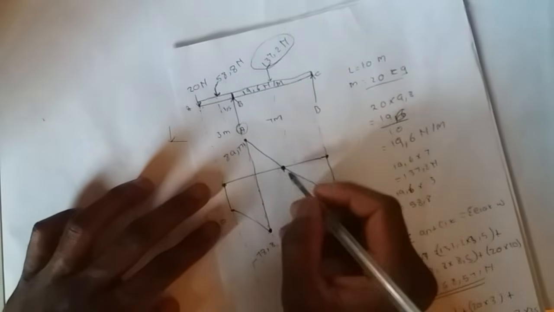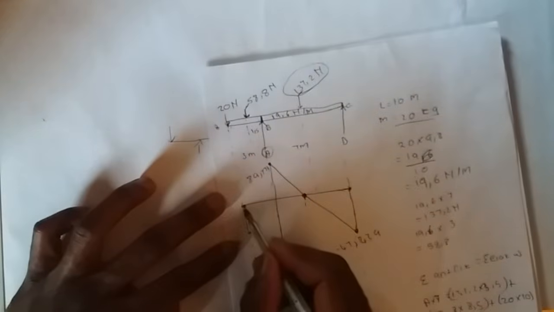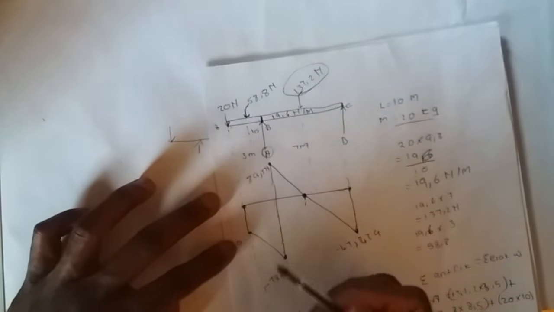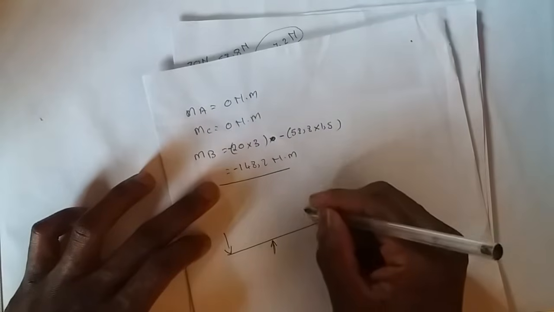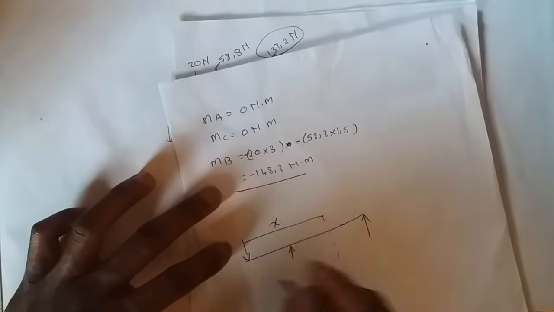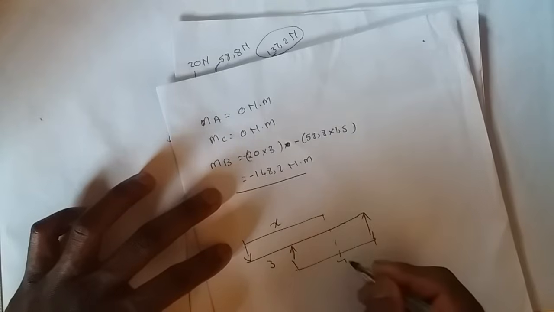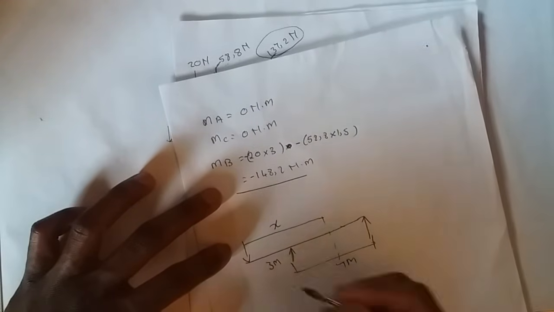Now our next step is to calculate the distance from this point to this point, which will be somewhere here, and we will name this distance x. We know this is 3. From here to here it will be 7 meters. This is 3 meters.